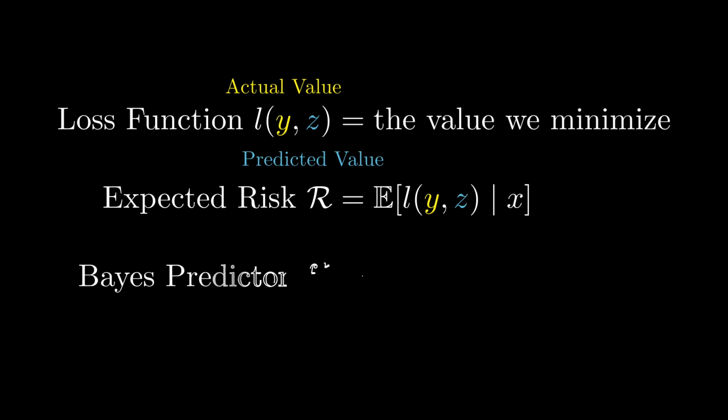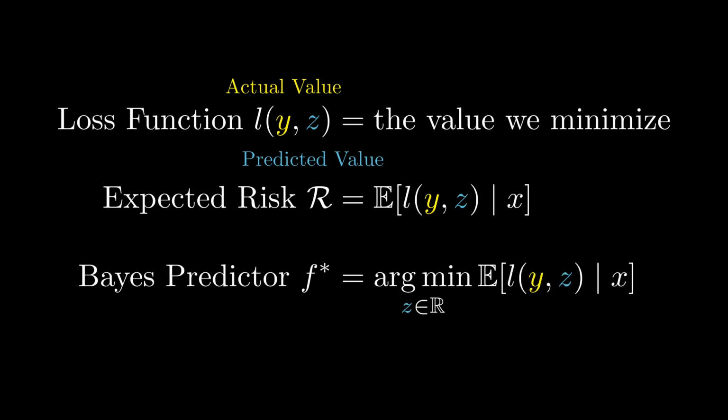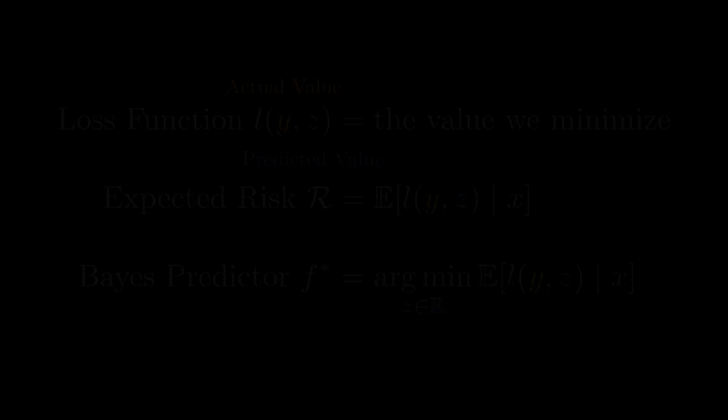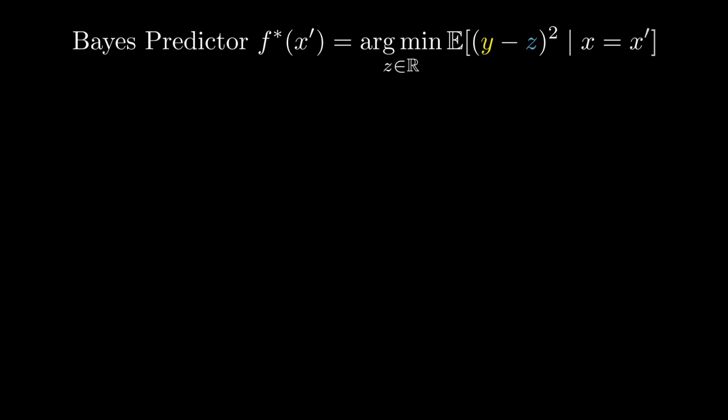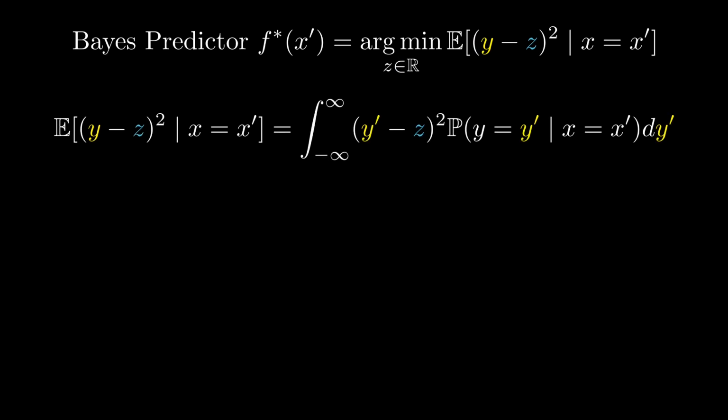The base predictor is the predictor for y that minimizes the expected risk. This is how we define the best predictor in this scenario. Let's see what happens when we choose the squared residual as our loss function. The expected value can be represented by this integral. We want to find the value of z that minimizes this expected risk.